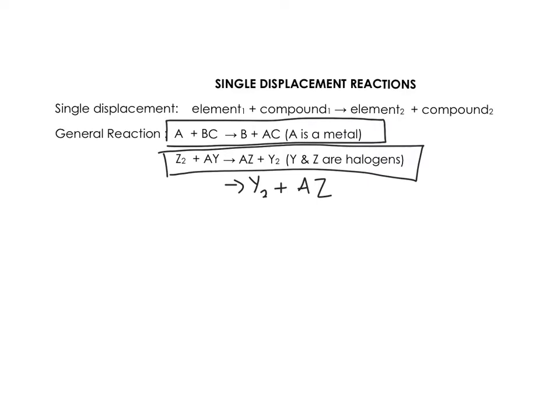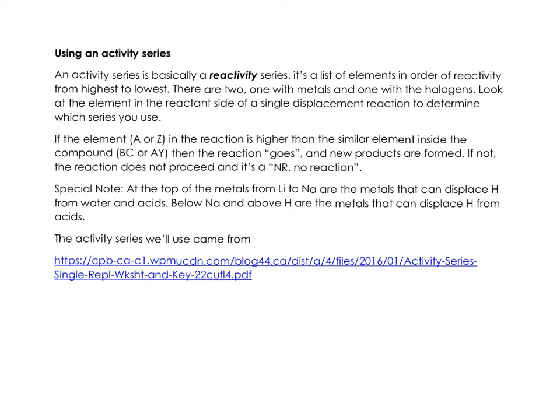So we're going to look at two different ways to decide whether or not the reaction goes, whether or not the element can actually bump out the other element in the compound. And we're going to look at using an activity series and using our electronegativity values from the periodic table. So first we're going to look at using an activity series. So an activity series is basically a reactivity series. It's a list of elements in order of reactivity from highest to lowest.